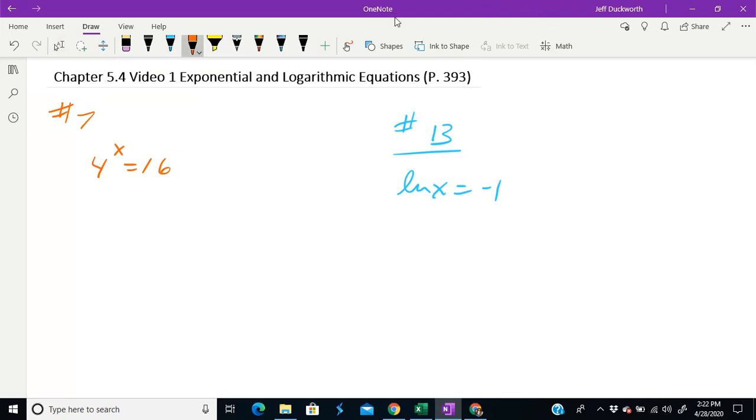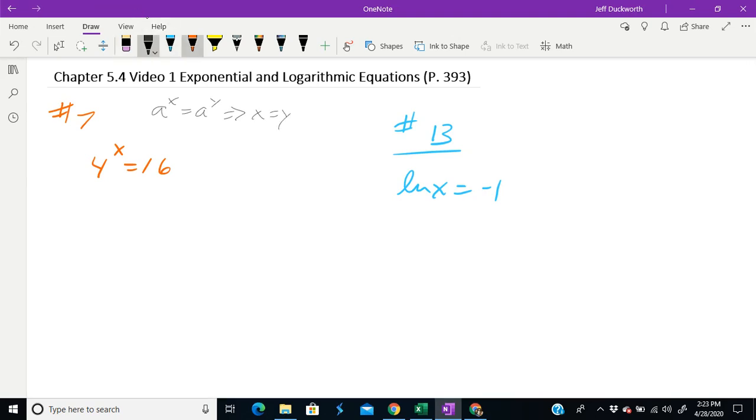So our first one is 4 to the x equals 16. Now we certainly can take the natural log of each side and solve for that. However, there's an easier way to do this. If you recall, let's do this. If we have a to the x equaling a to the y, that means that x must equal y. That's our one-to-one property.